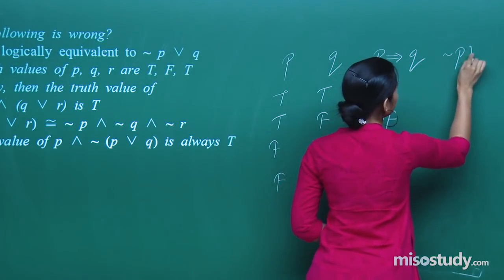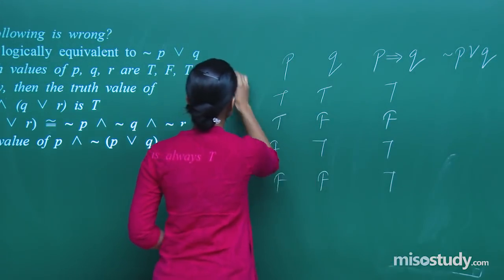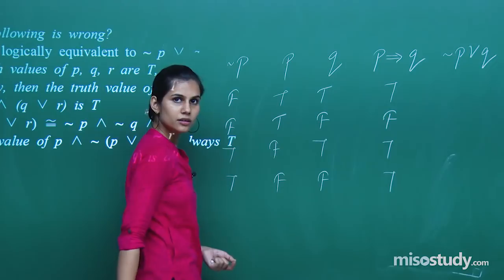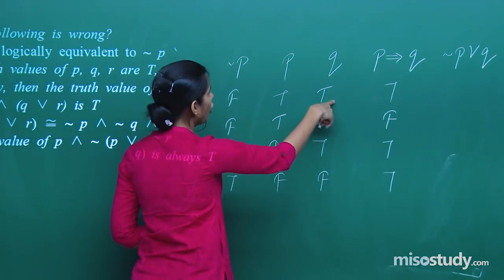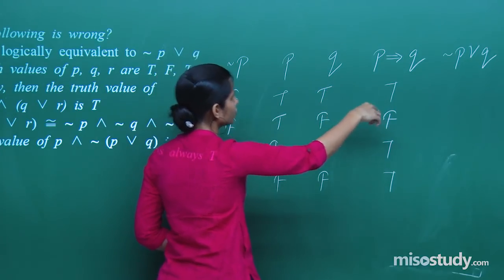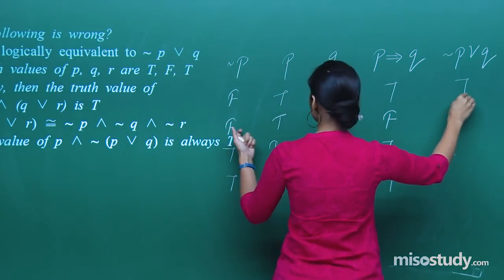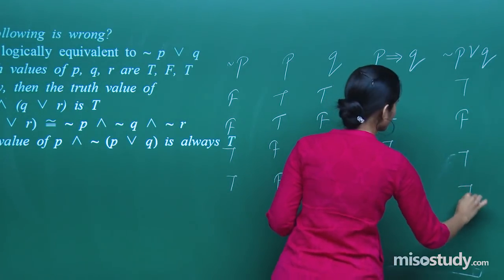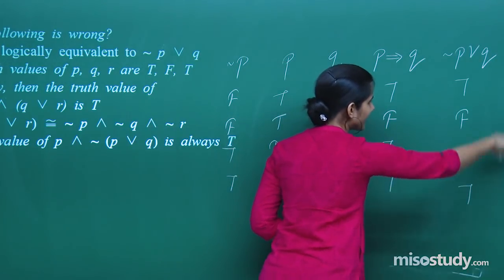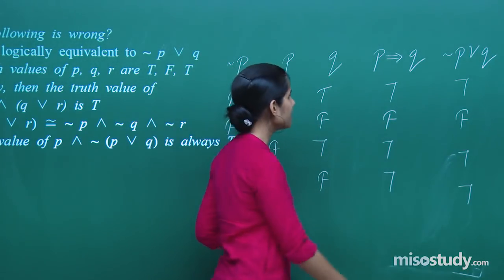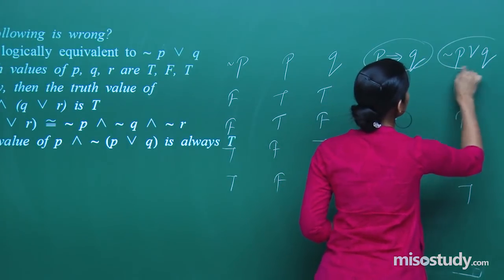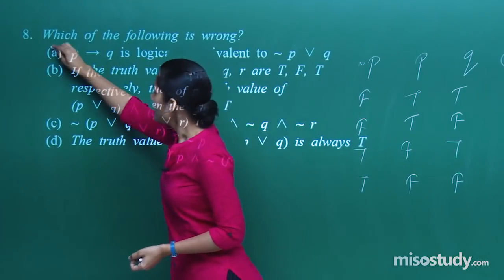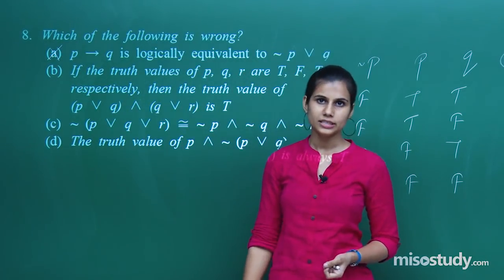And then you have not P or Q. What is not P? It will be false, false, true, true. Not P or Q is true if either one of them is true. So this is true. Then false, false: both are false, so false. True, true: one is true, so again true. You can see the truth values are exactly the same, and therefore both are logically equivalent. So the first is right, and therefore for this question it is wrong.